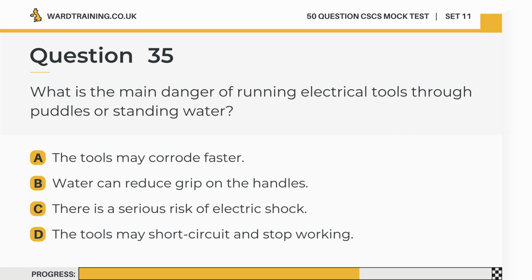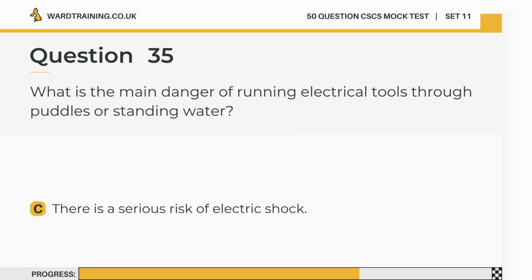The correct answer is C. There is a serious risk of electric shock.